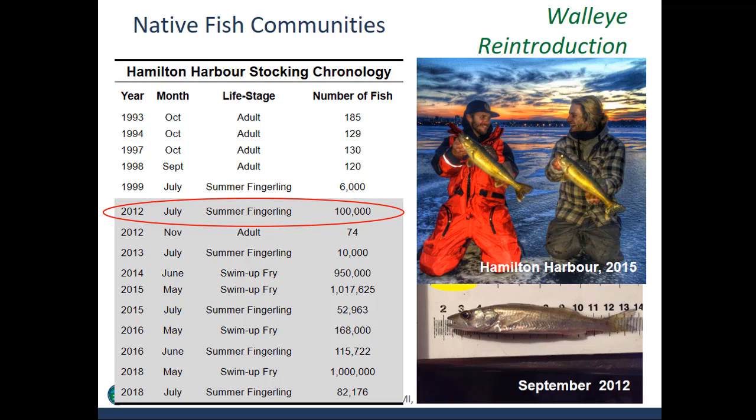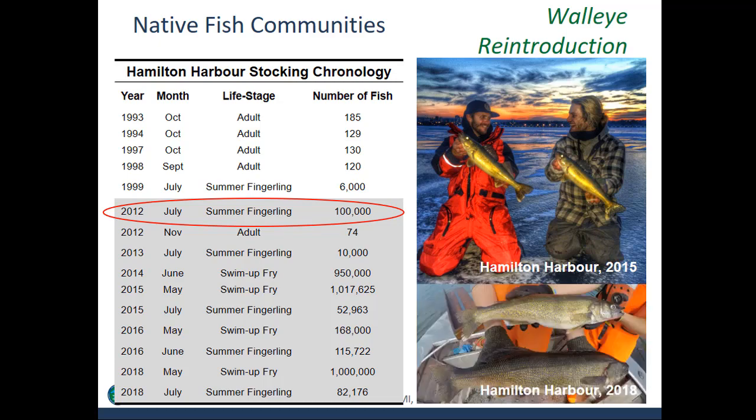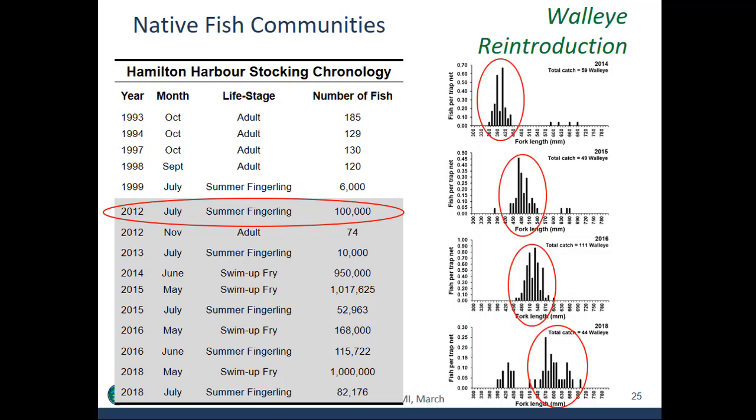In 2015, it was a great ice year, and Hamilton Harbour saw some increase in angler activity and catches of walleye in the bay, which hadn't been there for a while, so you can imagine there's a lot of excitement there for folks. And most recently in 2018, we were there assessing with our trap nets, and we were seeing those age classes showing up in our assessment.